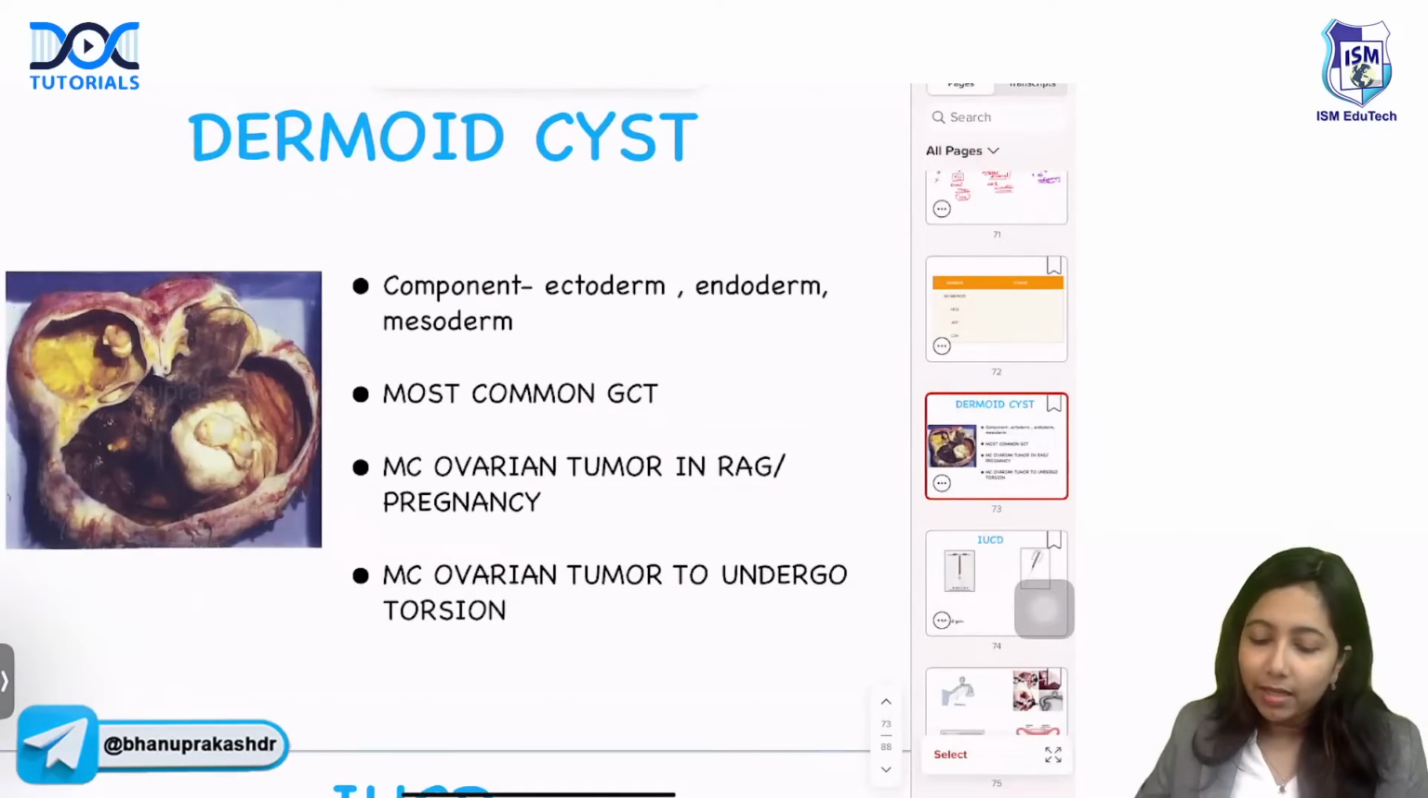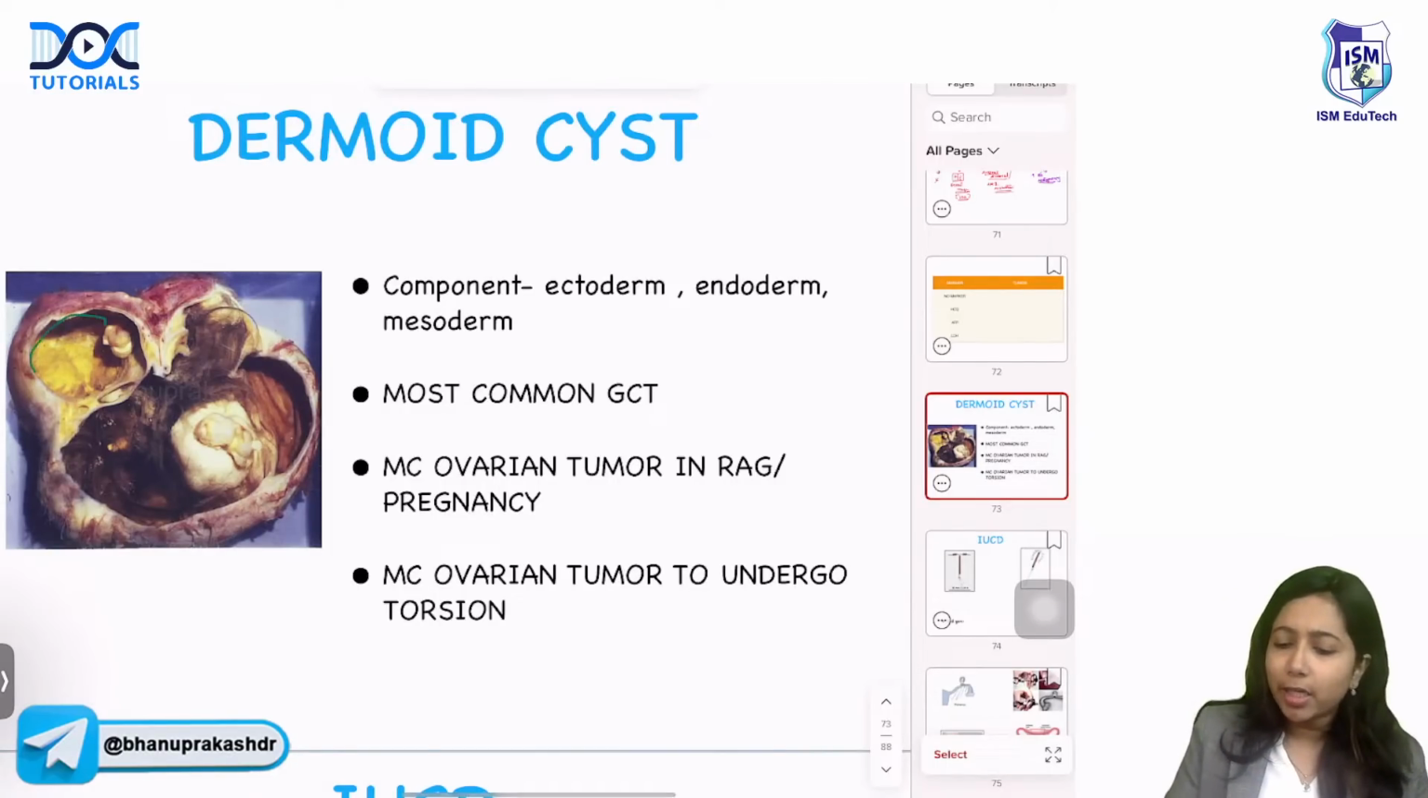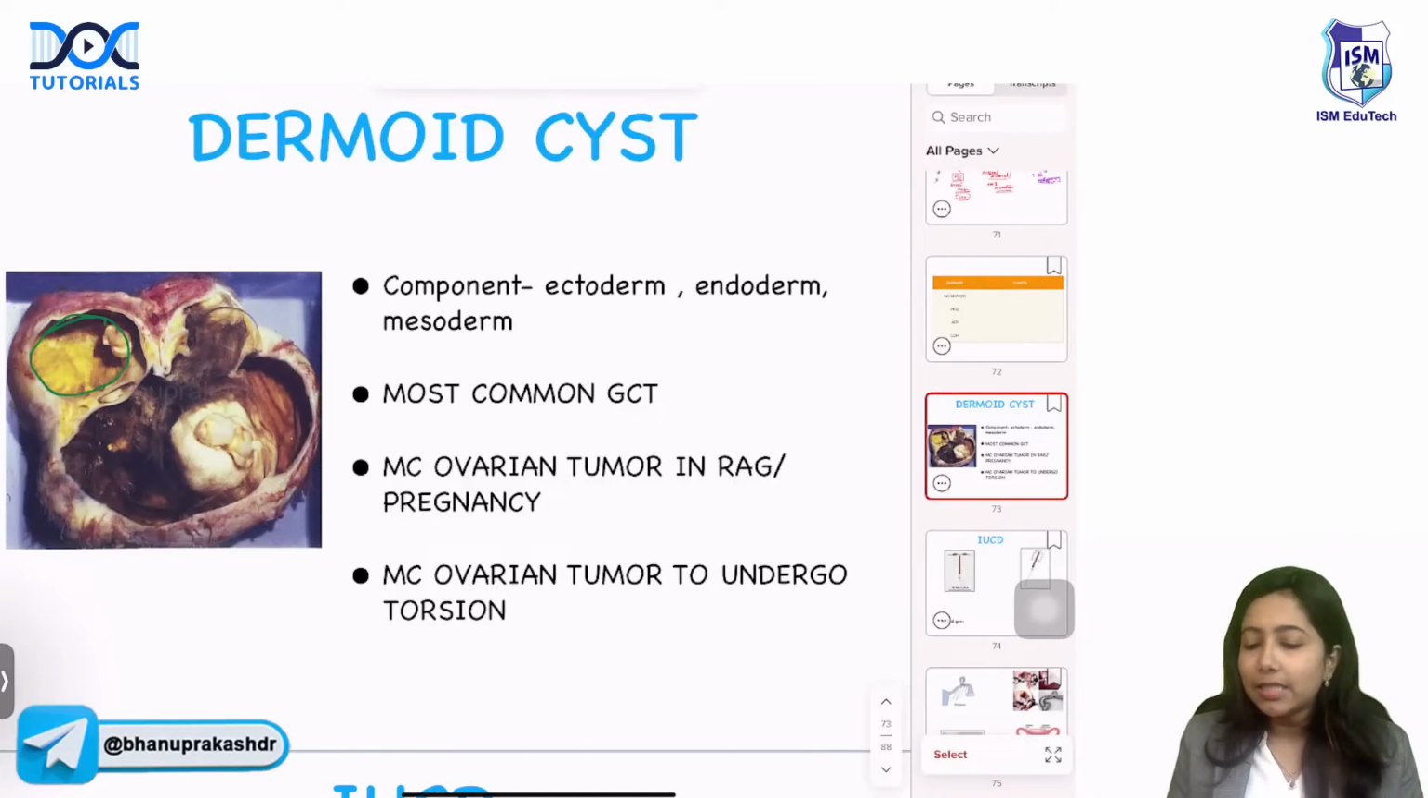A very commonly asked cyst, what is the cyst which is being shown here? This is basically our dermoid cyst. So this dermoid cyst basically has components from the ectoderm, endoderm, and mesoderm. So if you see a cyst, which basically has hair, some yellow sebaceous material, some white cartilage such as bone or some cartilage part.